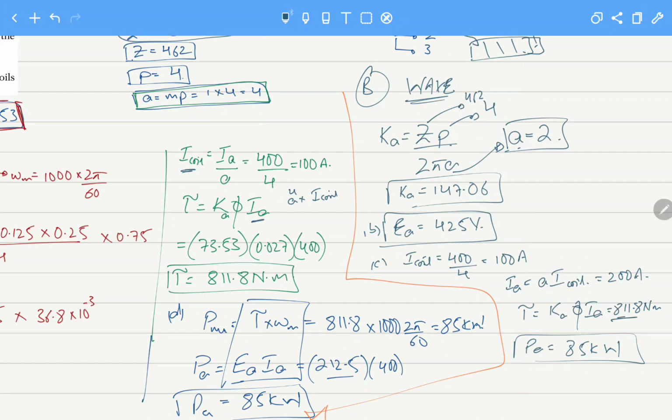So what has differentiated the lap wound machine and the wave wound machine was the amount of current that was being induced in the armature. In one case, the voltage induced was less, but the current was larger. So if the winding size is the same, then the copper losses in lap wound will be higher than the wave wound. But in the case of wave wound, the voltage induced was higher as compared to the lap wound machine.